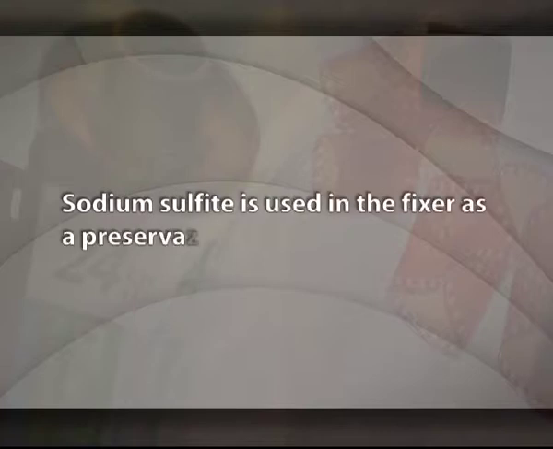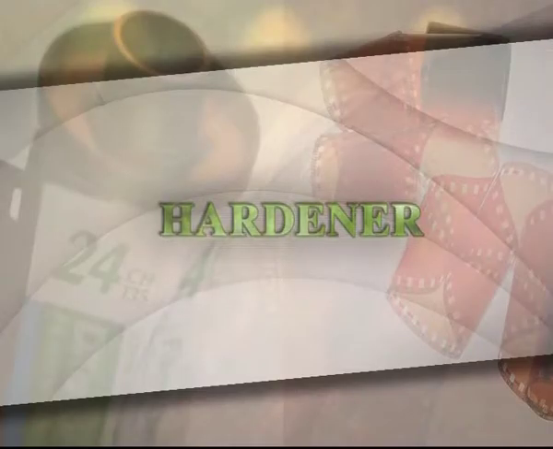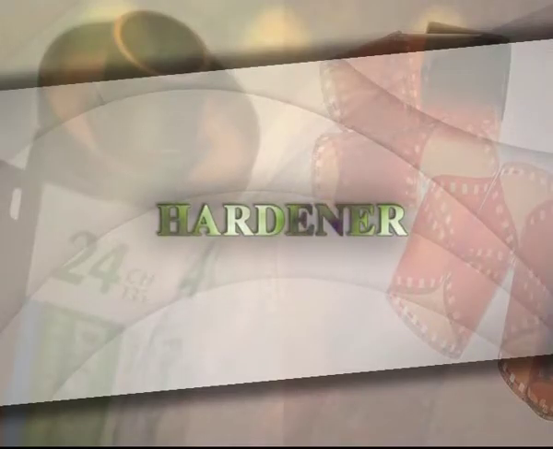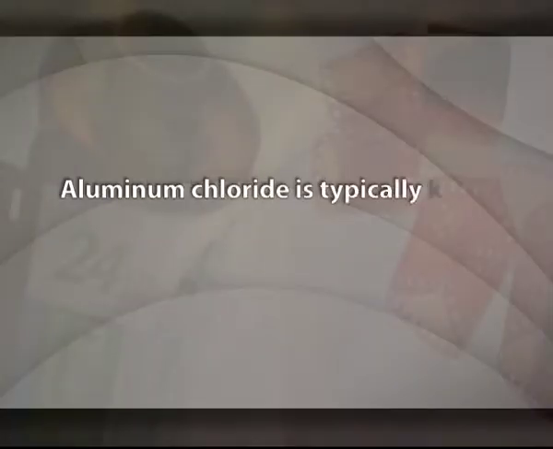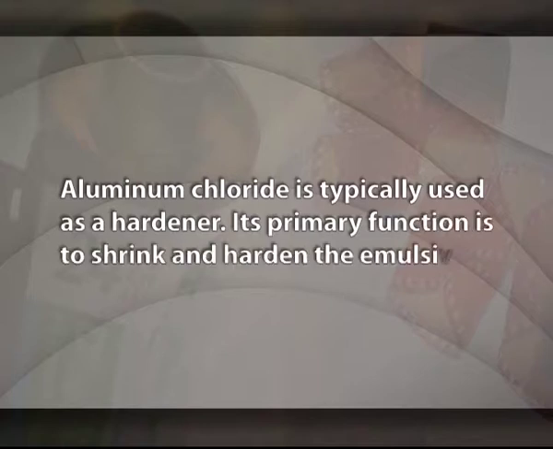Preservative. Sodium sulfite is used in the fixer as a preservative. Hardener. Aluminium chloride is typically used as a hardener. Its primary function is to shrink and harden the emulsion.